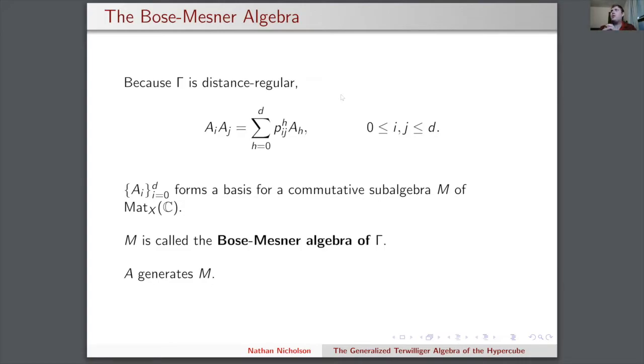We take these intersection numbers and they're going to behave a little bit like structure constants, to use an algebraic term. And so these distance matrices thus form a basis for a commutative subalgebra of Mat_X, which we denote by M. Okay, M is called the Bose-Mesner algebra of gamma. And A, again, our A1, our adjacency matrix, generates this algebra.